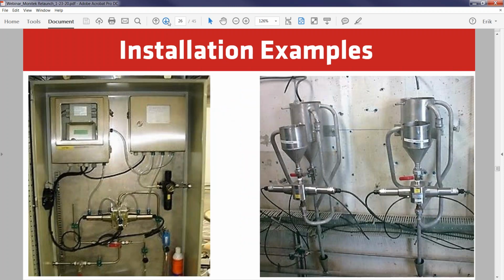A couple more installations. This looks like a unit that probably went somewhere quite cold or hot, maybe in the Middle East or northern Canada.